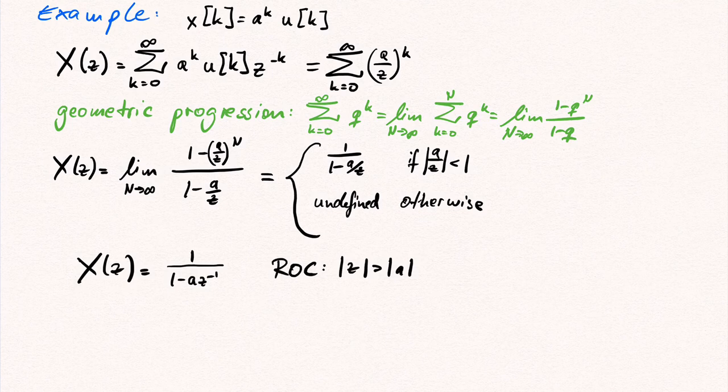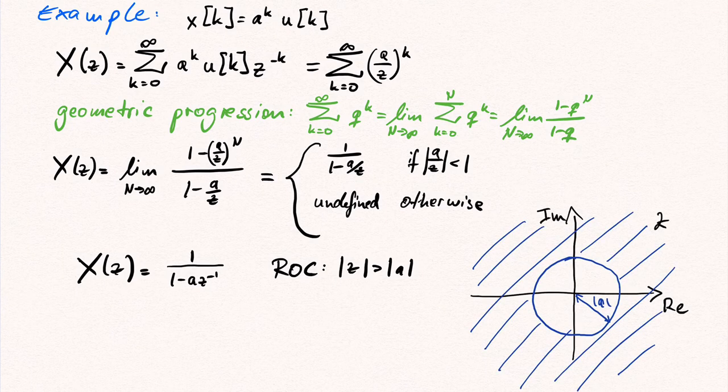So x of z is equal to 1 divided by 1 minus a times z inverse and has the region of convergence magnitude of z is greater than magnitude of a, which are all values of z outside a circle which has as a radius the magnitude of a.